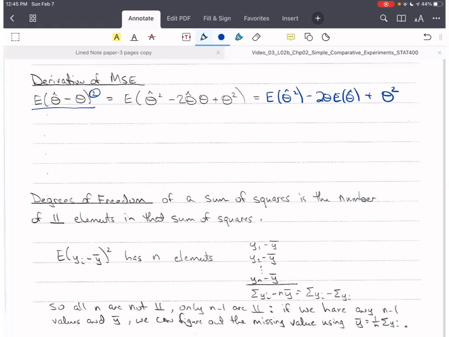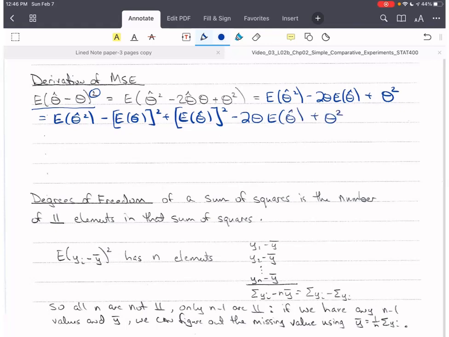Because theta is a constant, we can rewrite this as E of theta hat squared minus E of theta hat quantity squared plus E of theta hat quantity squared. So I've just added and subtracted the same value. That puts it as net of 0. And then minus 2 theta E of theta hat plus theta squared.